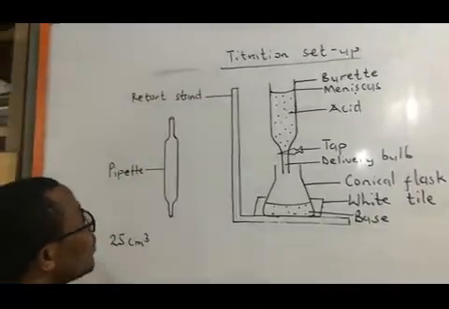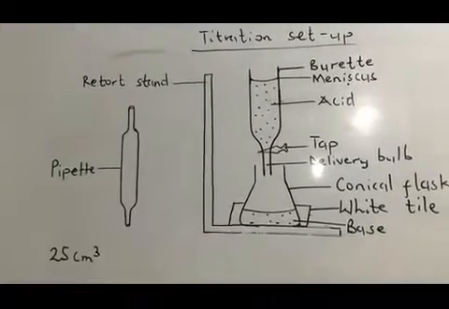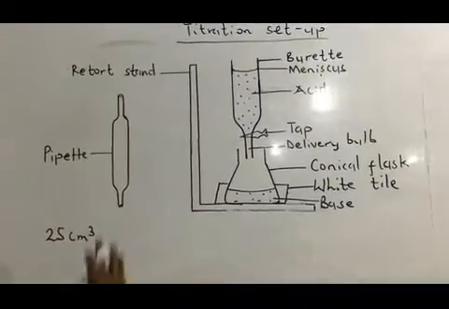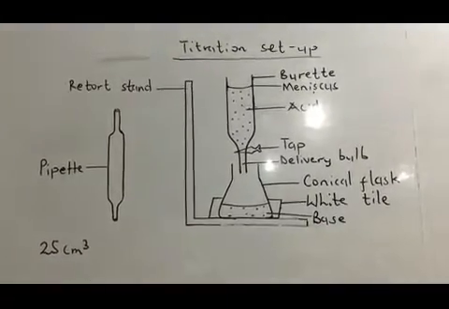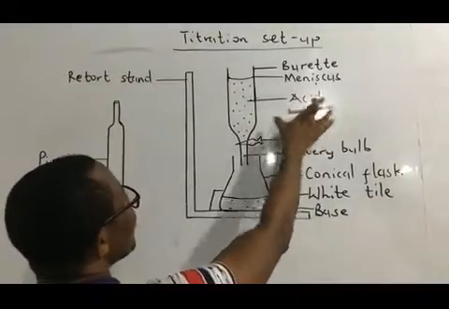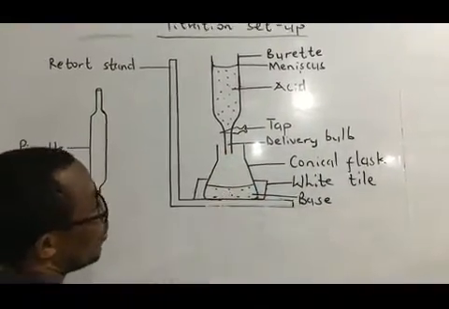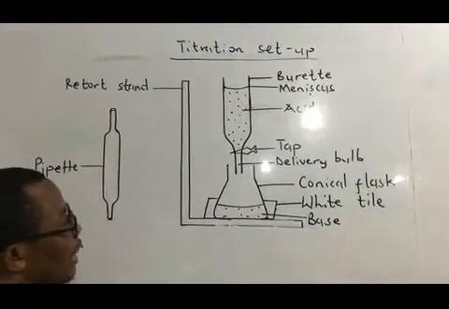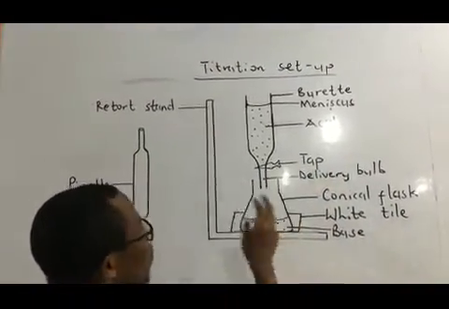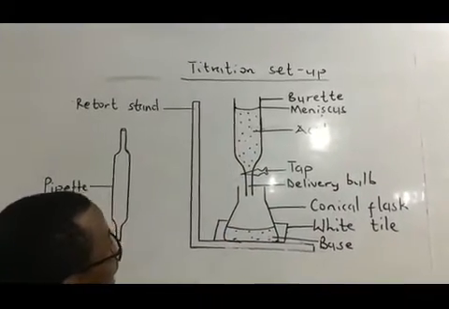Now, I've talked about the function of the pipette. That one is used for taking and transferring the base into the conical flask. Now the burette here is to contain the acid. So it's used for containing and delivering the acid into the conical flask. The tap here is to help control the movement of the acid from the burette into the conical flask.